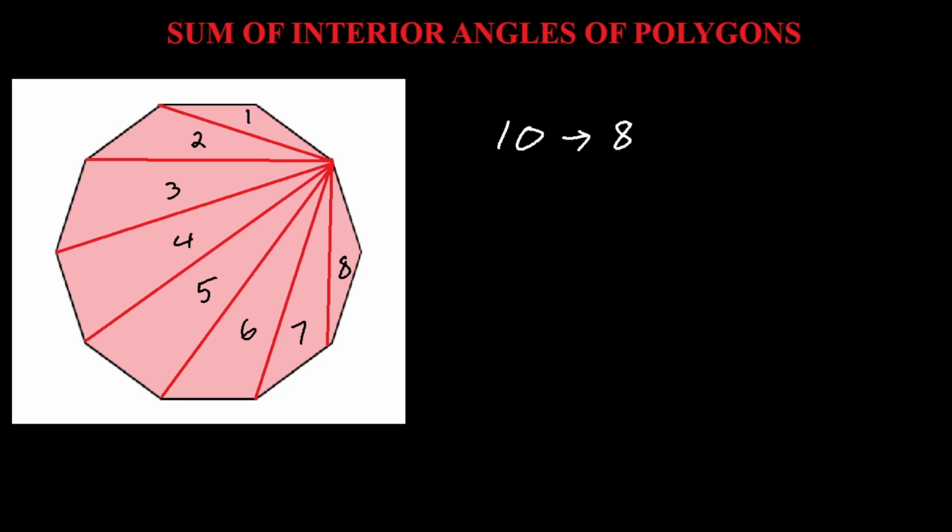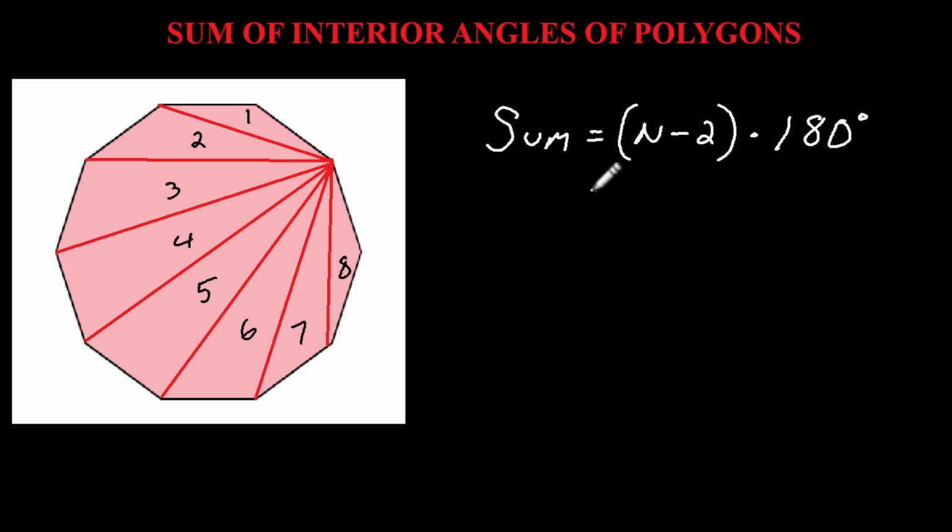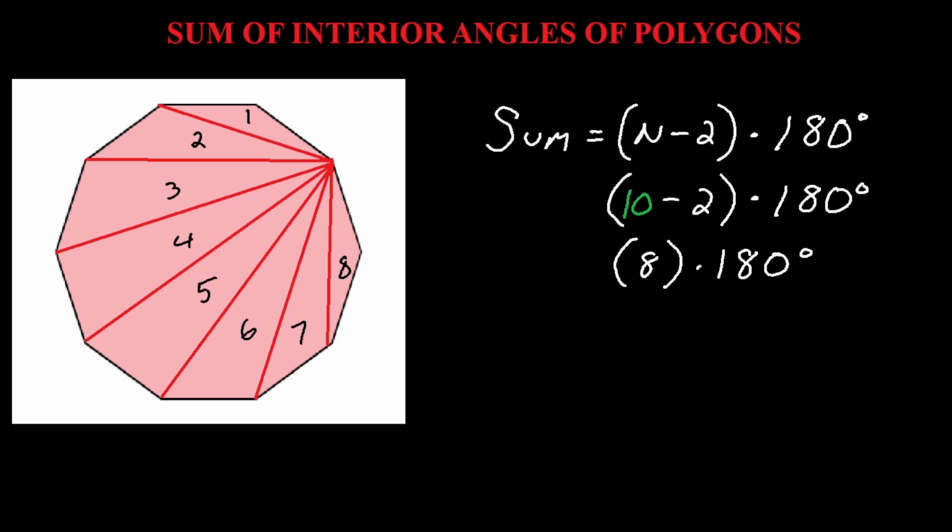And now we're ready for a formula that will work for a polygon of any number of sides. So the formula is that the sum of the angles is equal to n minus 2 times 180. The n is the number of sides of the polygon, so we'll substitute, in this case, 10 for the number of sides. Then we'll simplify inside the parentheses, and finally multiply 8 times 180. And we find that the sum of the angles is 1,440 degrees.